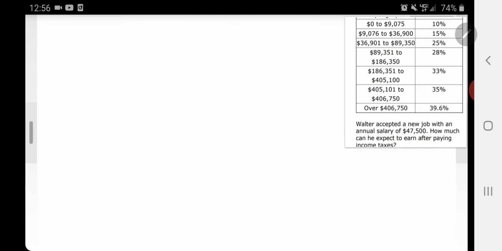So once again, 47,500. We need to see where that number lies in between, which 2 numbers up here in this chart. Of course, that lies between that 36,901 and 89,350. So it's going to be charged at 25%. So taking our 47,500 and multiplying it to 25%, or 0.25.